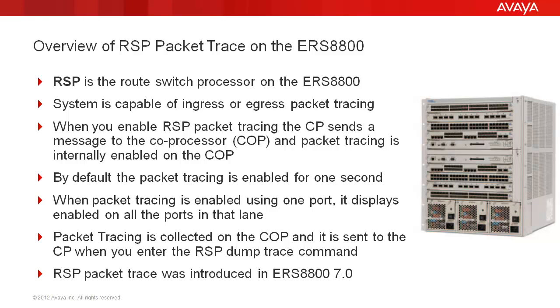When packet tracing is enabled using one port, it is enabled on all ports in that lane of the line card. Packet tracing is collected on the COP, and it is sent to the CP when you enter the RSP dump trace command. RSP packet trace was introduced in the ERS8800 7.0 software release to enhance troubleshooting capabilities.